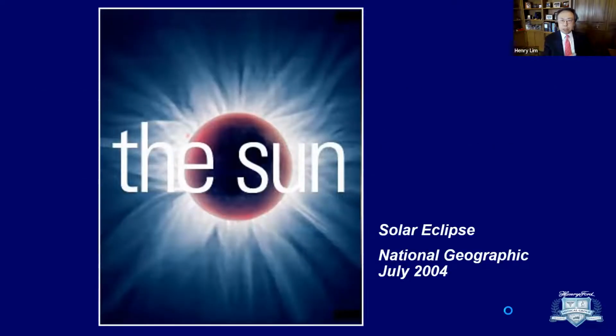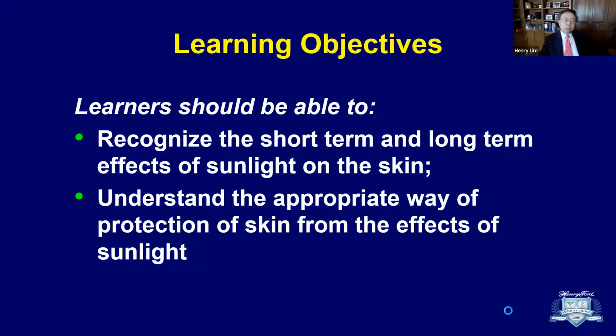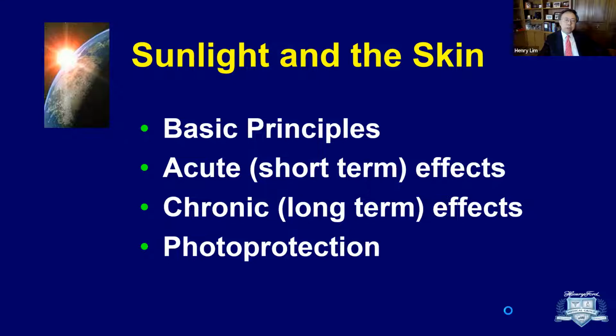So when we talk about photoprotection, we are talking about the effect of sunlight. This is a picture of a solar eclipse that appeared on the cover of National Geographic a few years ago, and the effect of sunlight, obviously, on the skin. So I will go over that, and the objectives of this particular session would be to recognize the short-term as well as the long-term effects of sunlight on the skin, and also to understand the appropriate way of protection of skin from these effects. So these are the four topics that I'd like to cover in the next, say, 35 minutes or so: basic principles, the acute, meaning short-term effects, the chronic or long-term effects, and lastly, the photoprotective means that we can use to protect our skin.